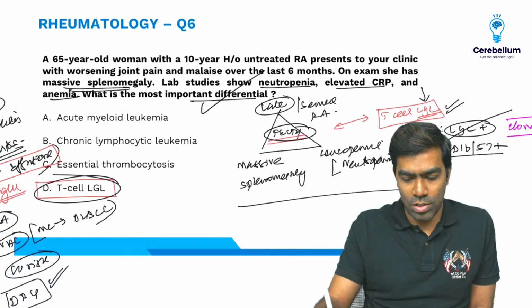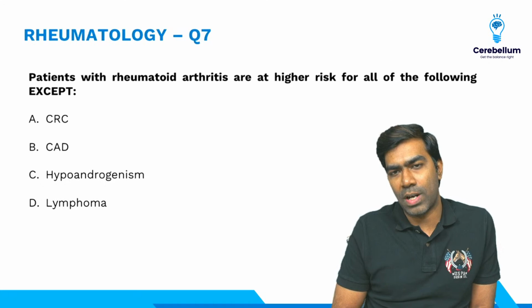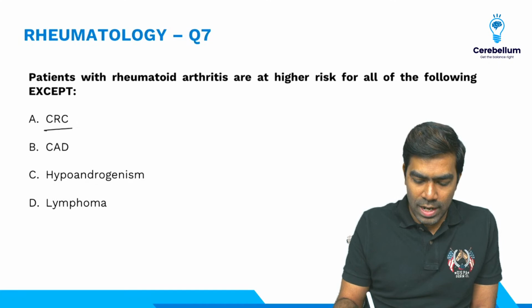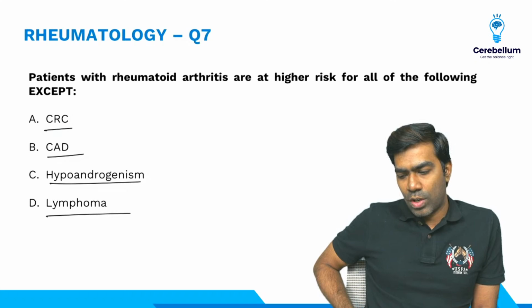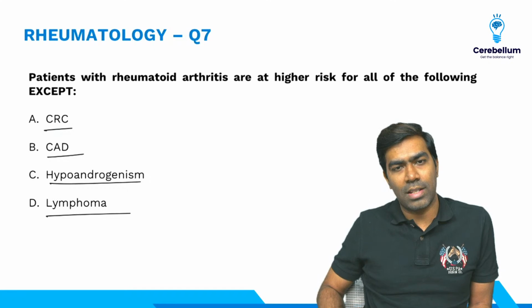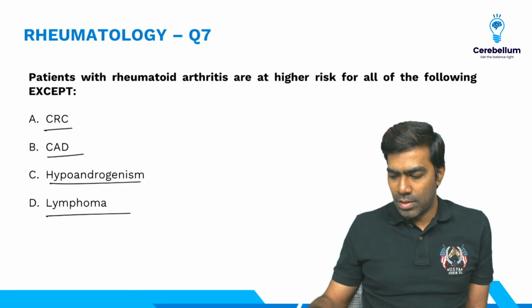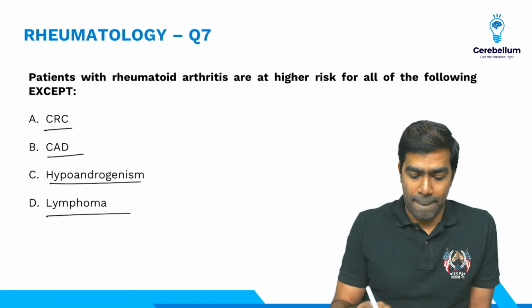So coming to question number 7. Patients with rheumatoid arthritis are at higher risk of all of the following except: colorectal cancer, coronary artery disease, hypoandrogenism, lymphoma. Colorectal cancer, this is actually a PYQ. It's a previous year question. So all of the following are going to occur at higher incidence in patients with rheumatoid arthritis except colorectal cancer, coronary artery disease, hypoandrogenism, lymphoma. The right answer for this question is going to be colorectal cancer.